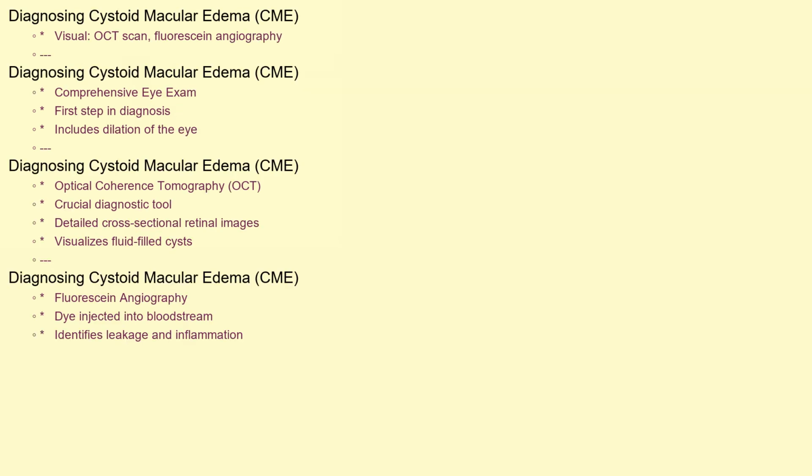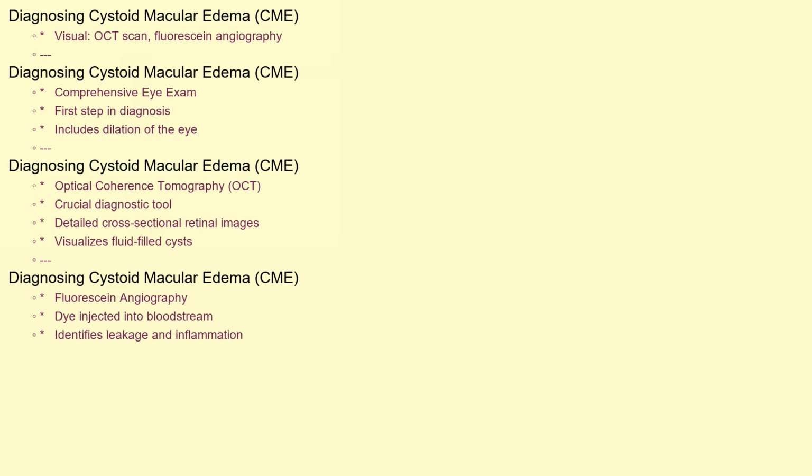A visual of examples of blurry, distorted vision simulating CME. What are the signs and symptoms of CME? The most common symptoms include blurred or decreased central vision. Straight lines may appear wavy or distorted, a condition called metamorphopsia. Some people also experience changes in color perception or have increased sensitivity to light. The severity of symptoms can vary depending on the amount of fluid accumulation in the macula and the underlying cause of the edema.